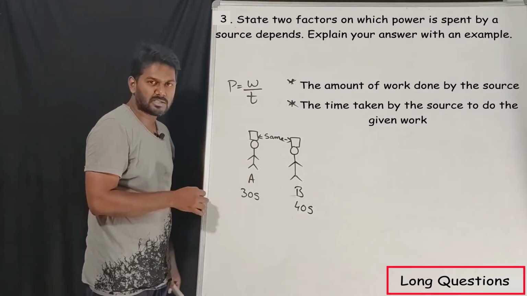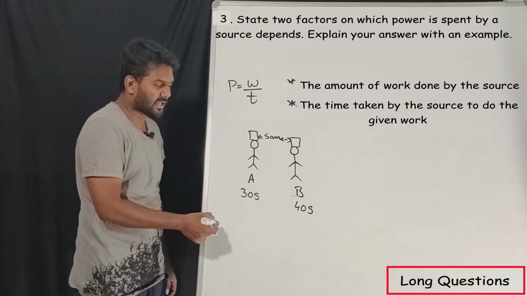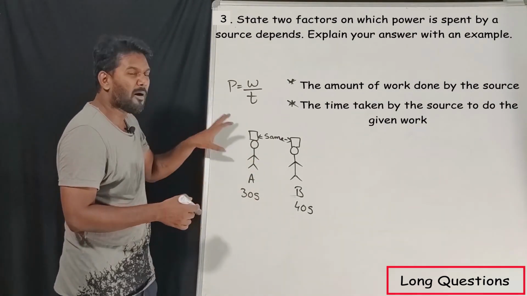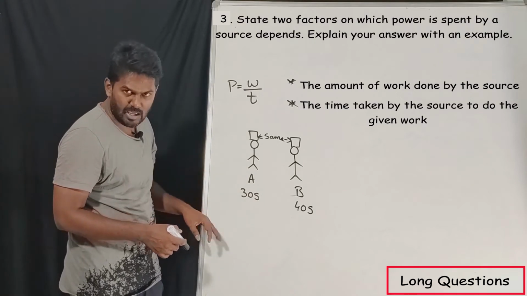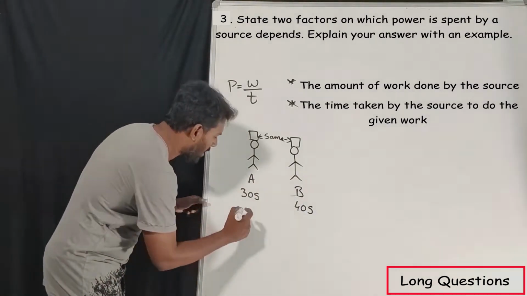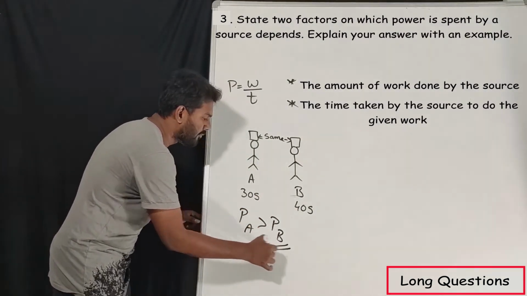So in both the cases work done is same, but the time taken by person A is 30 seconds and it is comparatively less than person B. That is why power spent by person A is more than the power spent by person B. So power A is greater than power B. You got my point? Now we have completed all the questions which are there in the textbook.